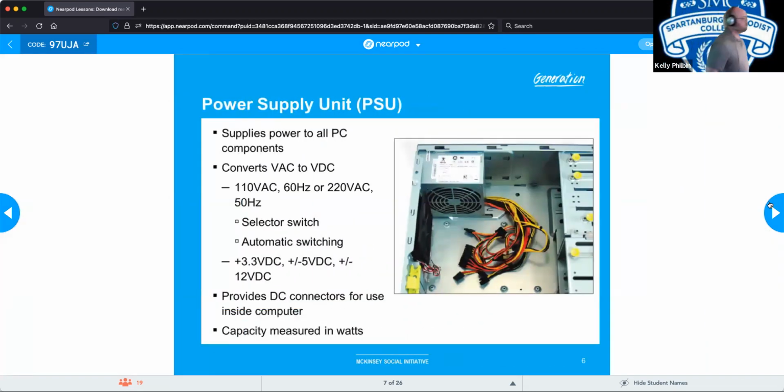Okay, now, the basic purpose of the power supply, or the PSU, is to supply power to all components within your computer. It also converts the power from alternating current to direct current, so that it is a usable source for the components within your machine. We already talked about the selector switch and the automatic switching that is coming.